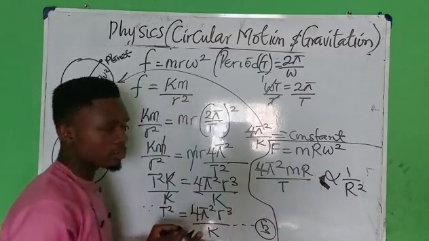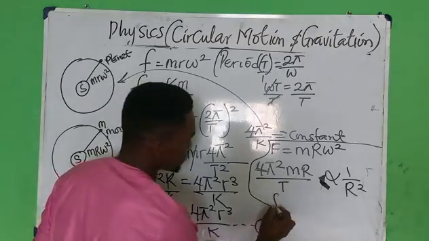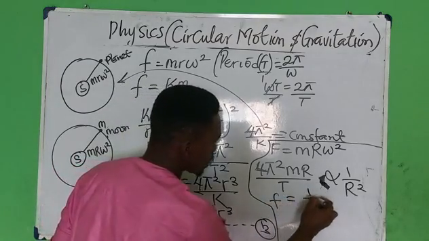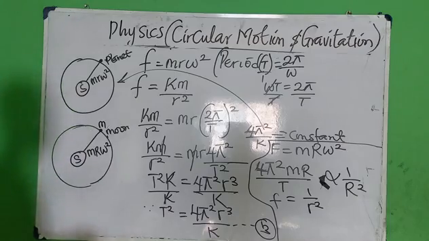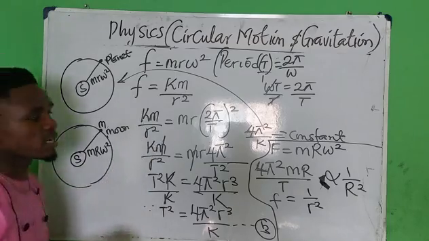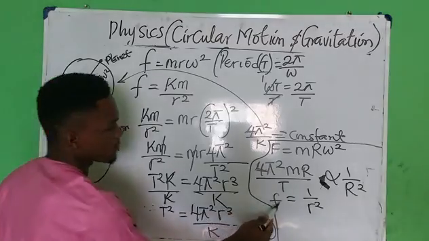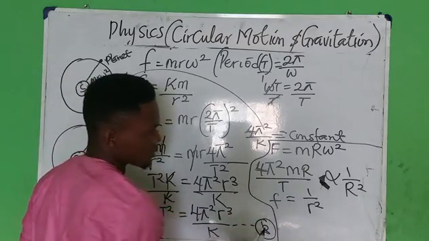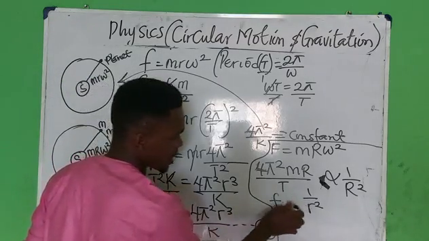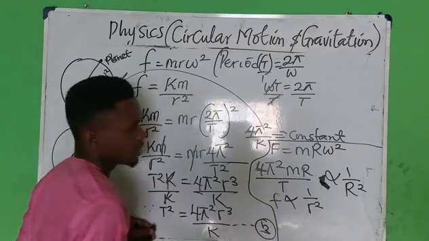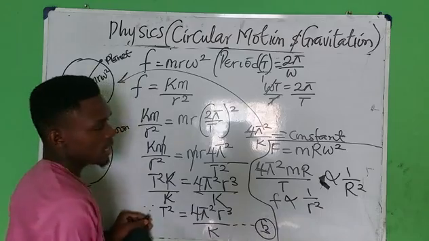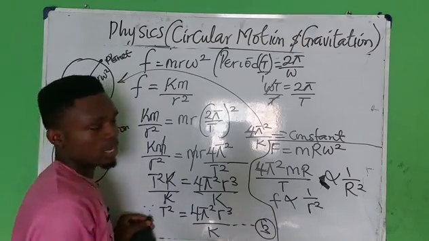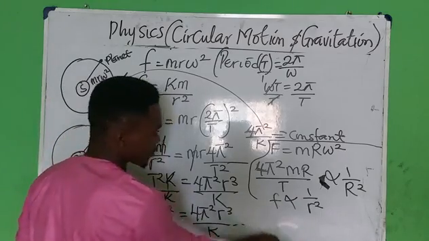We leave it, don't touch it. It means that F is also equal to 1 over R squared. Remember, this k here is constant. So if F is this, let me use the inverse sign. If F has an inverse relationship with R squared, it means whenever I see F, I'll put what? Mg. Is that not correct?